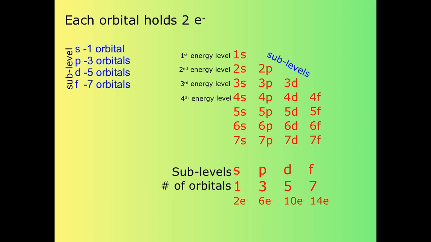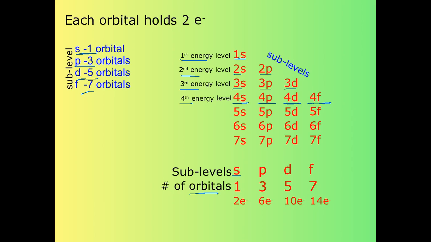So again, the first principal energy level has a 1s sublevel. The second main energy level has a 2s and a 2p sublevel. An s sublevel has one orbital. A p sublevel has three orbitals. That makes 4 orbitals total. The third main energy level has a 3s, a 3p, and a 3d sublevel, d sublevels having 5 orbitals. The fourth main energy level has a 4s, 4p, 4d, and 4f sublevel, and an f sublevel has 7 orbitals, with each orbital having 2 electrons.